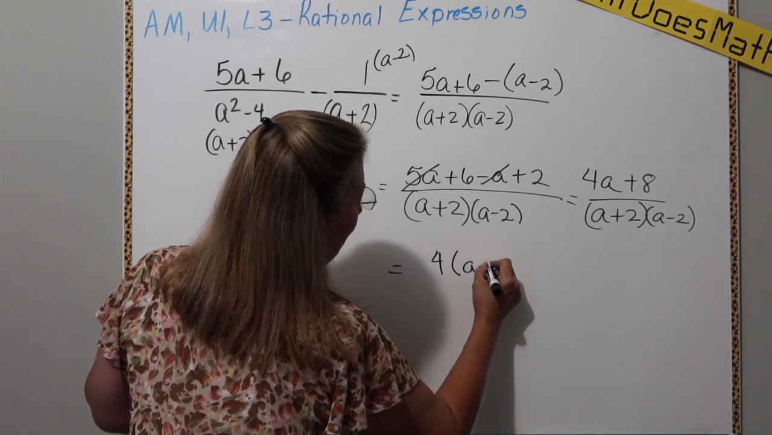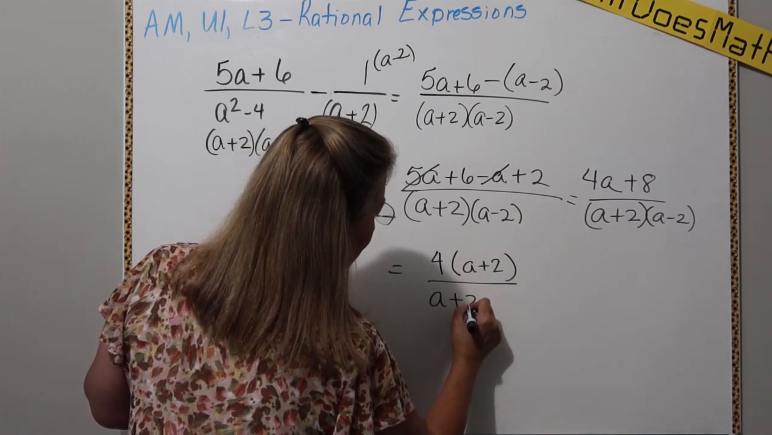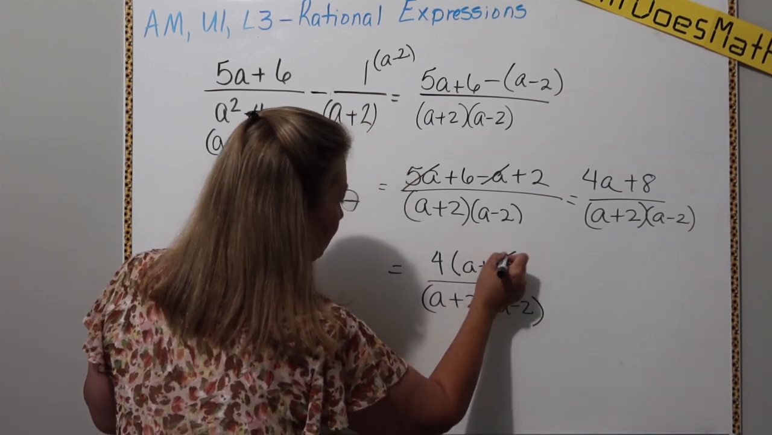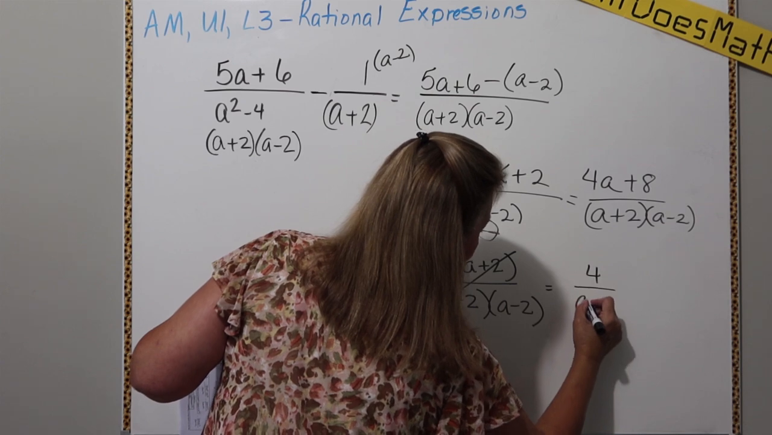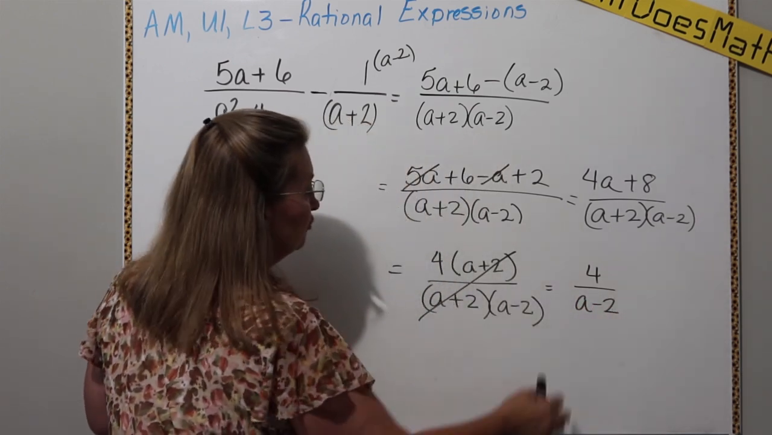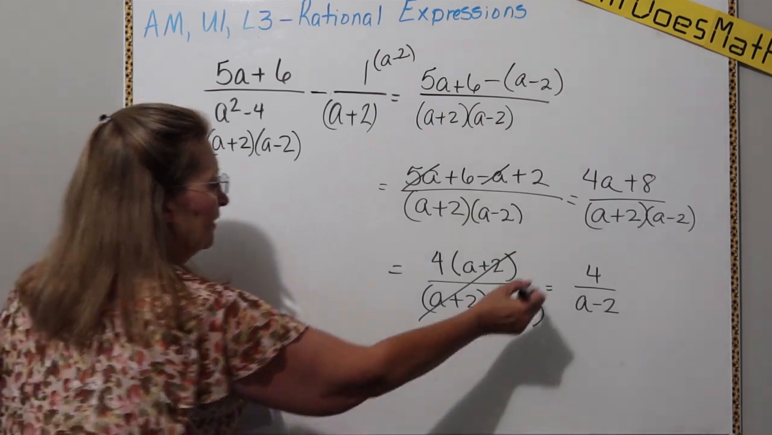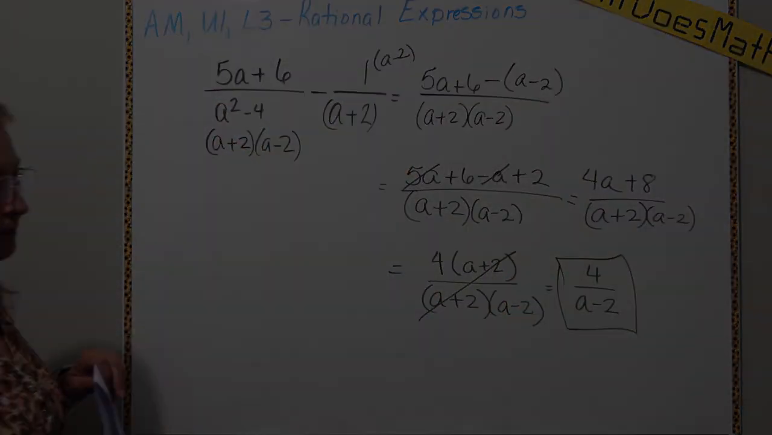So when I divide that out, I get a plus 2. My numerator was a plus 2 over a minus 2. So these two cancel out. So you've got 4 over a minus 2. And remember, 2 is not a factor, so it cannot reduce with the 4. So this will be your final answer.